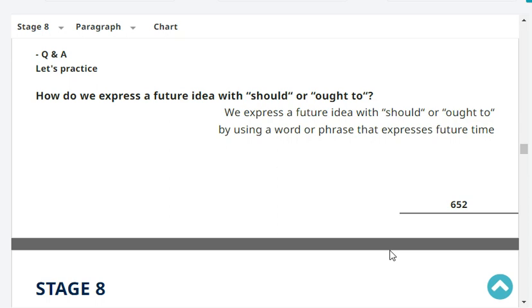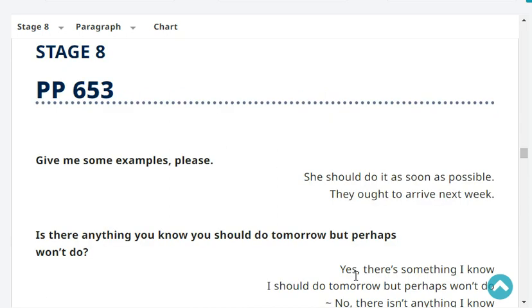How do we express a future idea with should or ought to? We express a future idea with should or ought to by using a word or phrase that expresses future time. Very good. Give me some examples, please. He should do it as soon as possible. They ought to arrive next week.